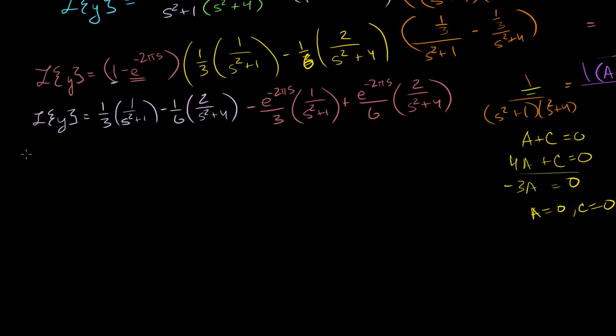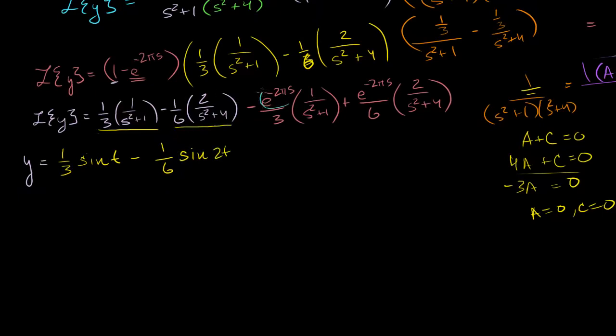And we get y is equal to, inverse Laplace transform of this guy right here is just 1/3 sine of t. And then this is minus 1/6 times, this is the Laplace transform of sine of 2t. Sine of 2t. That's that term right there. Now, these are almost the same, but we have this little pesky character over here.